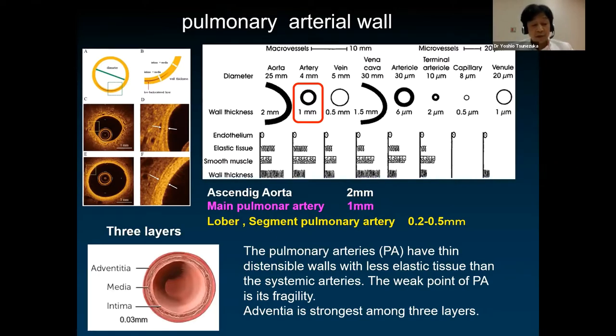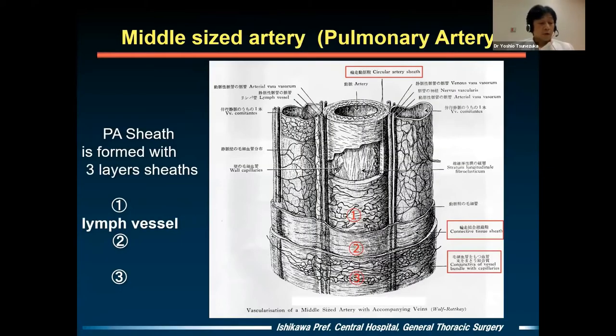Pulmonary blood pressure is usually a lot lower than systemic blood pressure. The mean pressure is typically 8 to 20 millimeters of mercury at rest. The pulmonary arteries have less elastic tissue than the systemic arteries. Therefore, the wall of the pulmonary artery is seen as very weak and fragile.